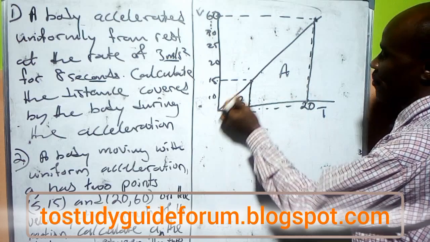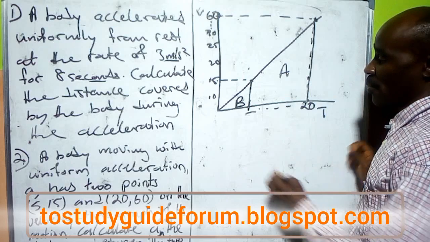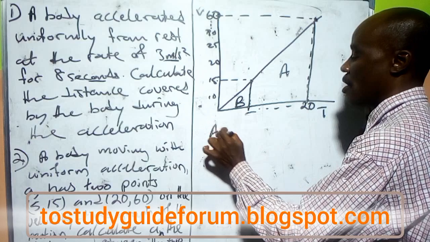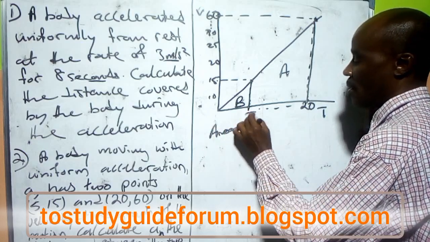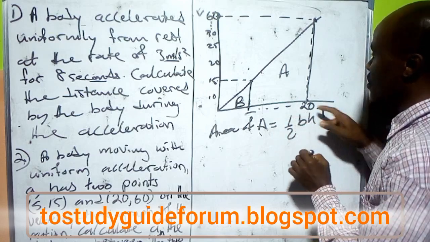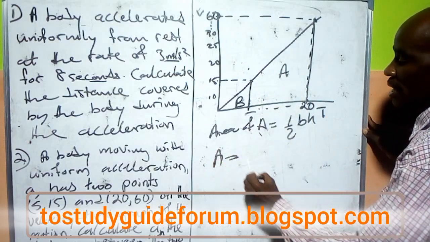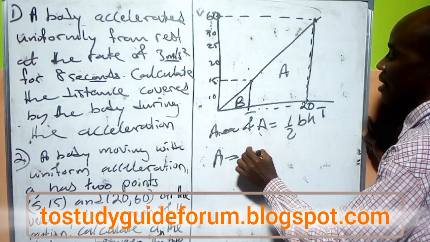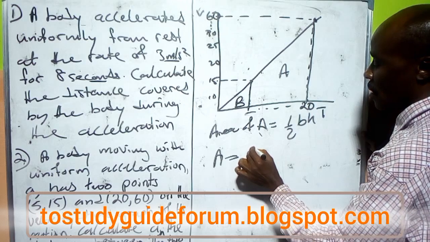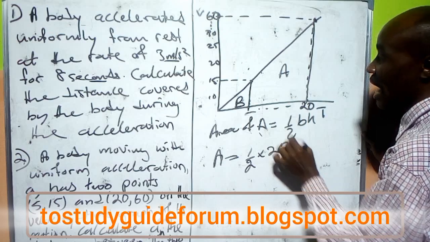Let's take the first one. If you look at this, you find out it looks more like a triangle. And to find the area of a triangle, we know that the area of a triangle is always half base times height. This is our height in this case. Our height in the first triangle, the one I said is capital letter A. What we have there will be half base, which is 20 for that, times height, which is 60.